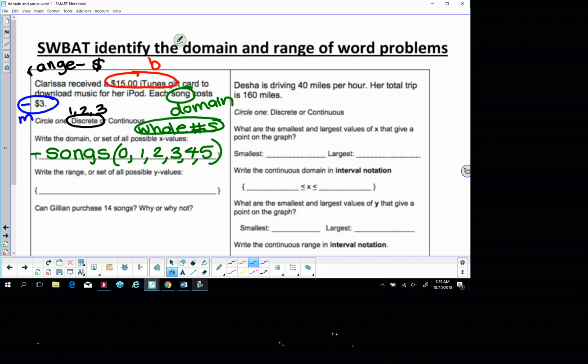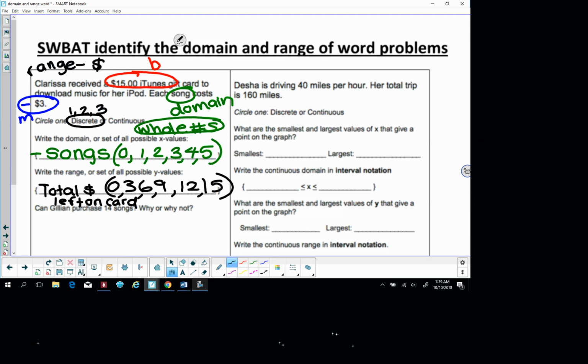The range, the set of y values, what's our range again? Money, right? So we have the total money left on the card. She starts with how much money? 15. What if she buys one song? 12. What if she buys another song? 9. What about another song? 6. What about another song? 3. And when she buys another song, she has spent all her money, so it'd be 0. So those are all the possible values of the range.